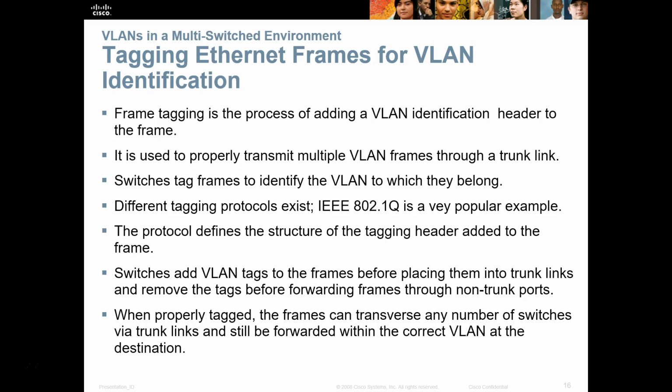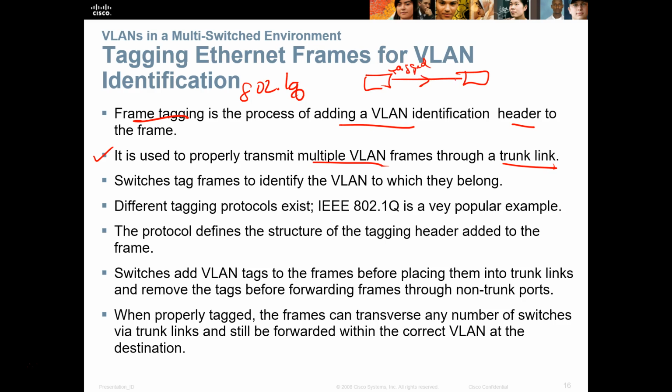Tagging of Ethernet frames for identification. So frame tagging, this term frame tagging, is an 802.1Q mechanism. It's a process of adding a VLAN identification to the header of the frame. It's used to properly transmit multiple VLANs within a trunk. Okay, so it's at the trunk link, and at this point it's tagged.